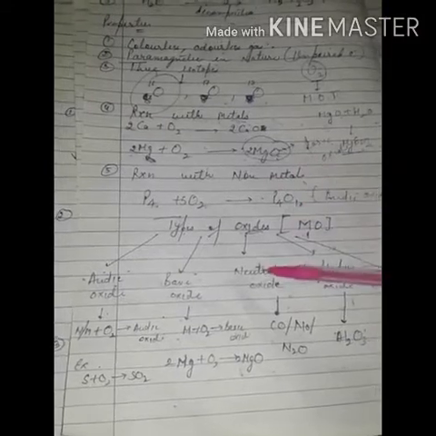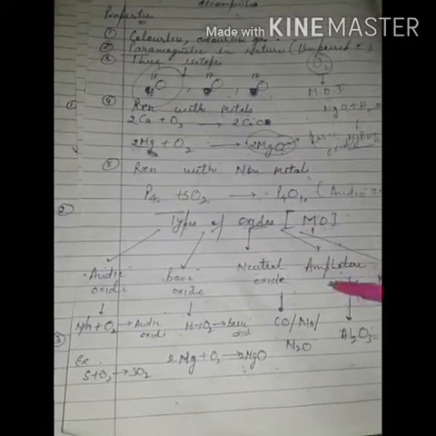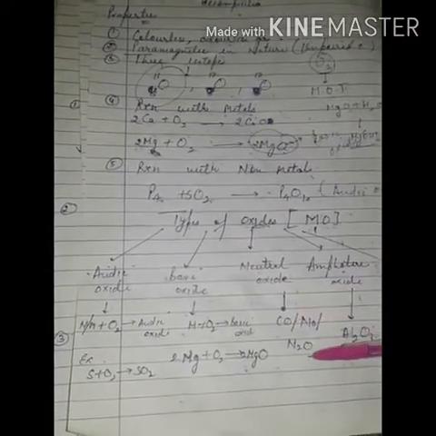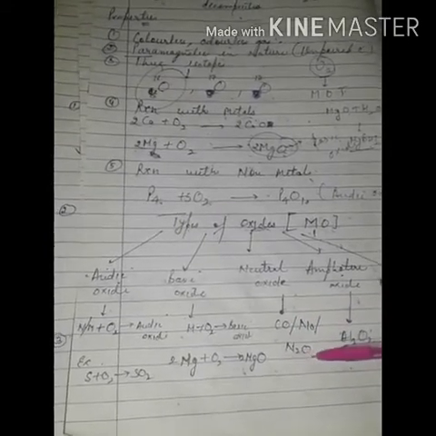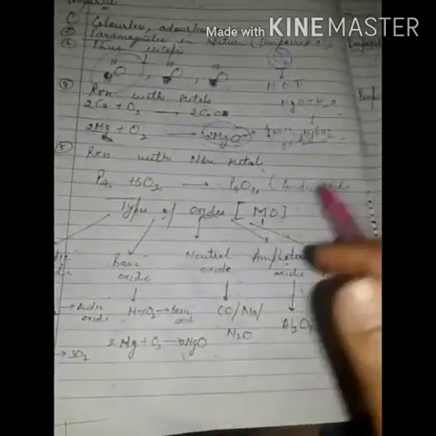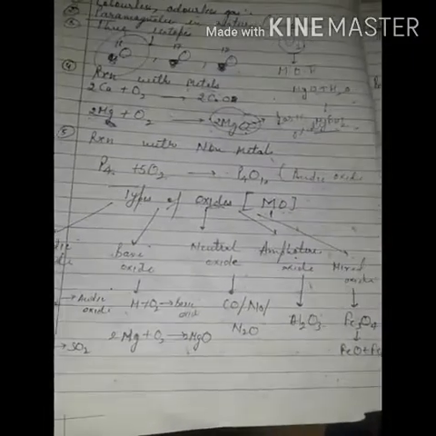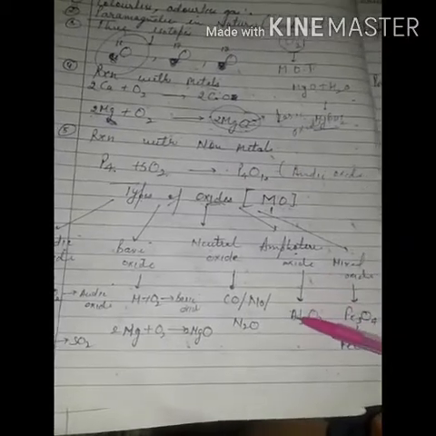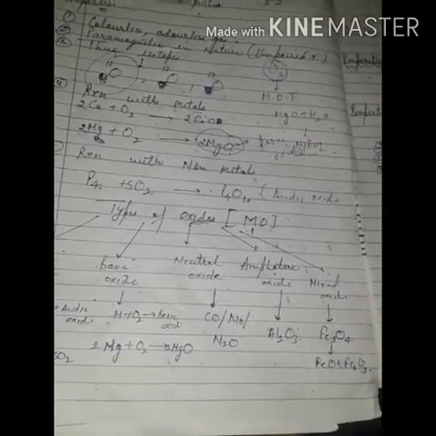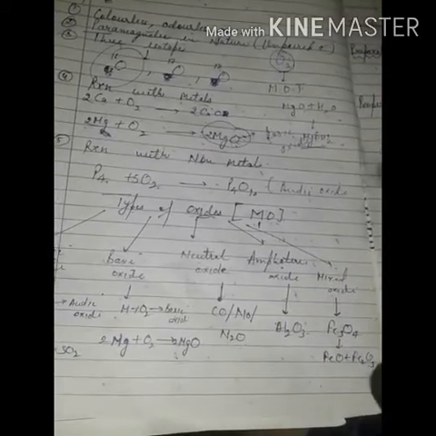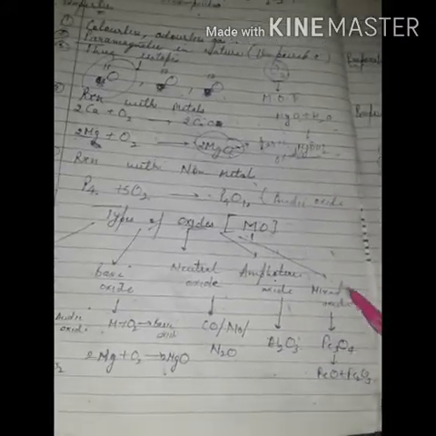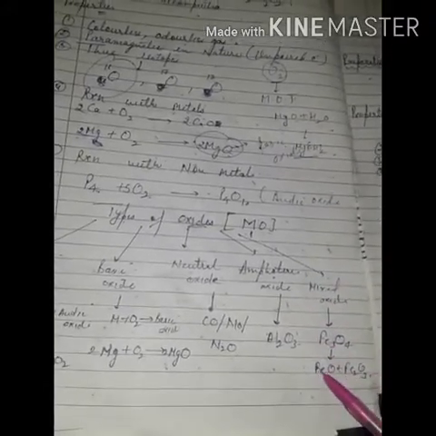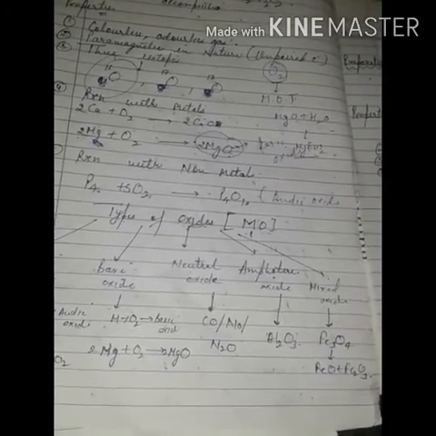Neutral oxides cause no change in litmus paper, for example CO, NO or N2O, carbon monoxide, nitric oxide and dinitrogen oxide. Amphoteric oxides exhibit both behaviors, acidic as well as basic, and are exhibited by metalloids, especially aluminium, Al2O3. And the last is mixed oxide, having oxygen of two different valencies. For example, Fe3O4, formed by FeO plus Fe2O3.